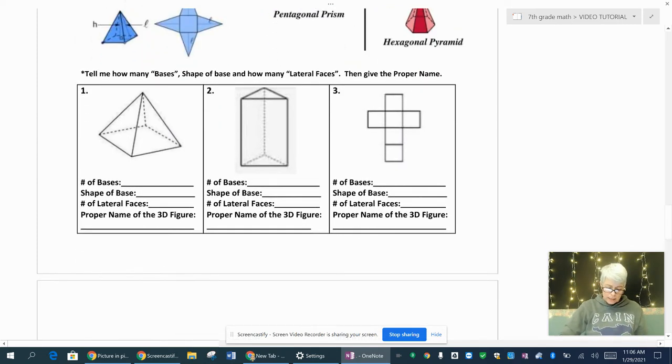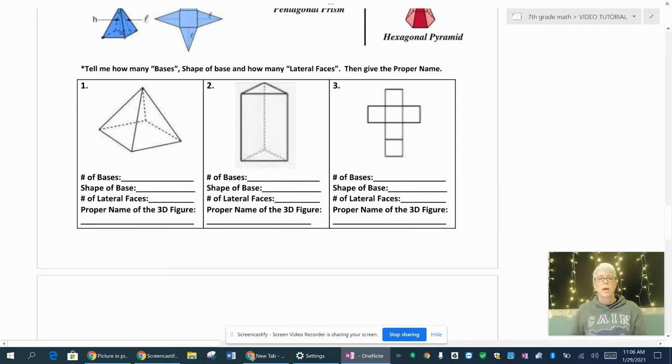All right, so now let's answer some questions. 1, 2, 3 on the bottom of your worksheet. Pencil in hand, let's go. So if I look again at that pyramid, it's a pyramid, so how many bases? 1. The shape of the base, we just said it a little while ago, it's a square.